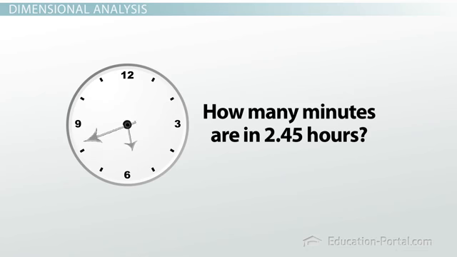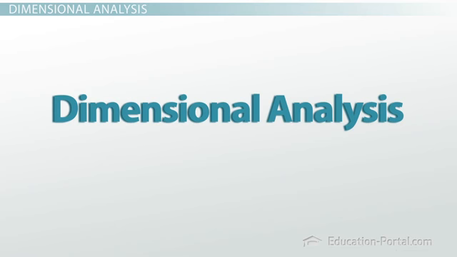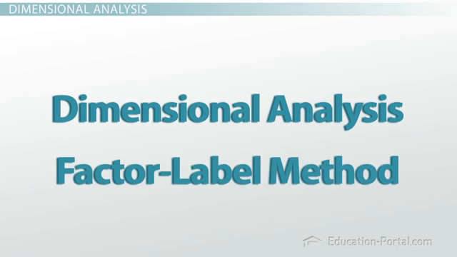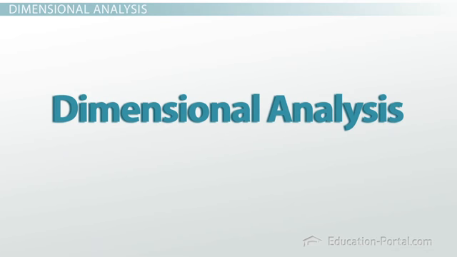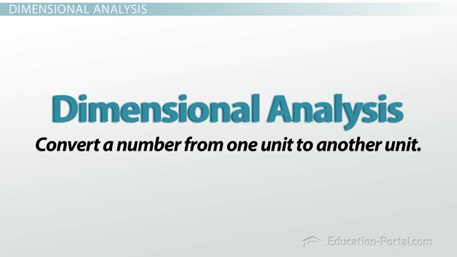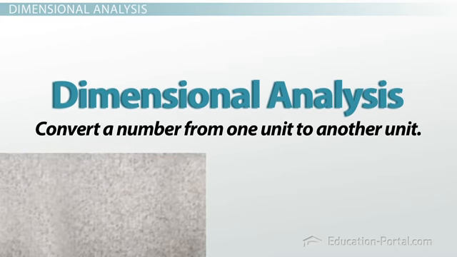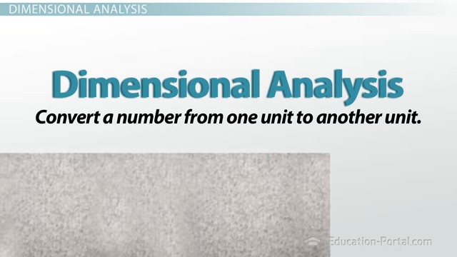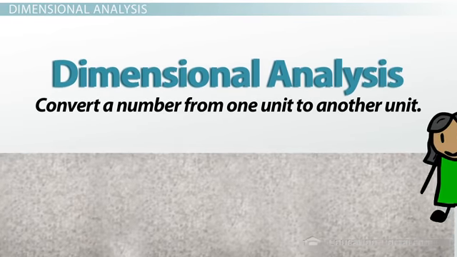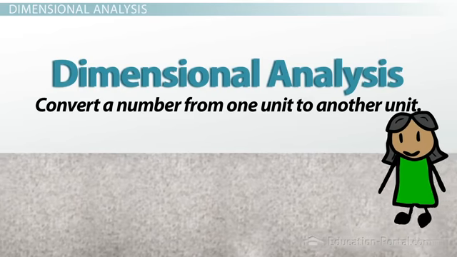This technique has several different names, but the most common are dimensional analysis and the factor label method. Dimensional analysis is a simple tool for solving problems, not just in chemistry, but in everyday life. It allows us to convert a number from one unit to another unit. If you ever need to figure out how much carpet to buy for your living room, how much it will cost, or how long it will take to travel somewhere, you can use dimensional analysis.